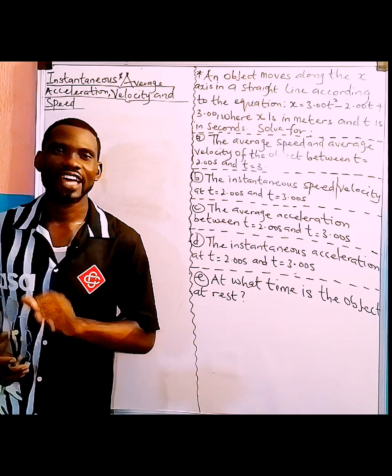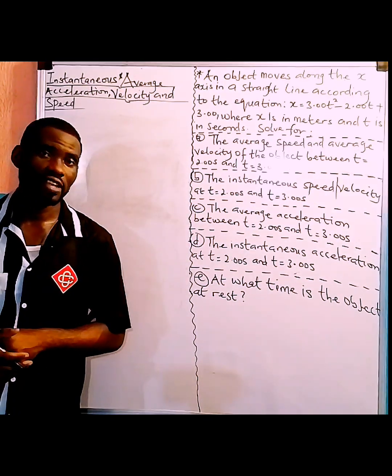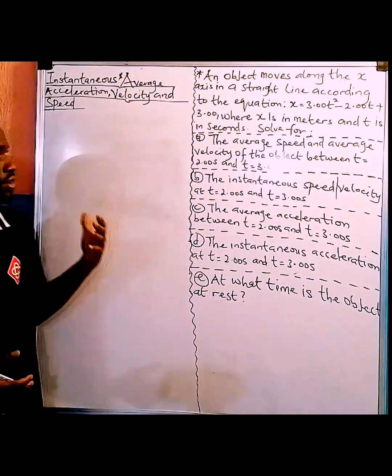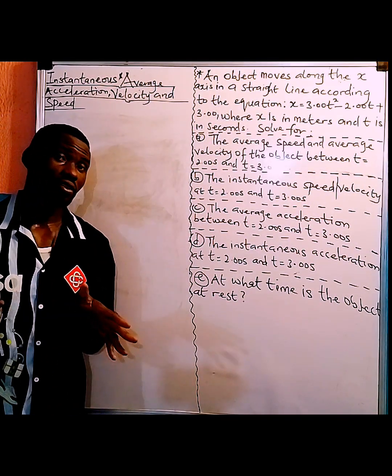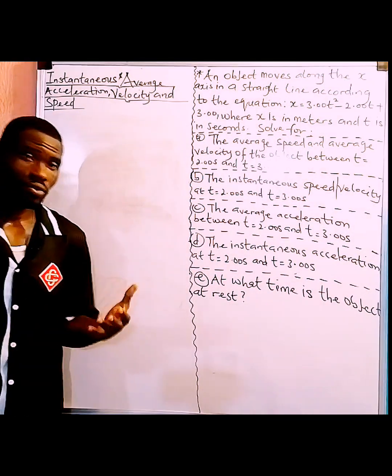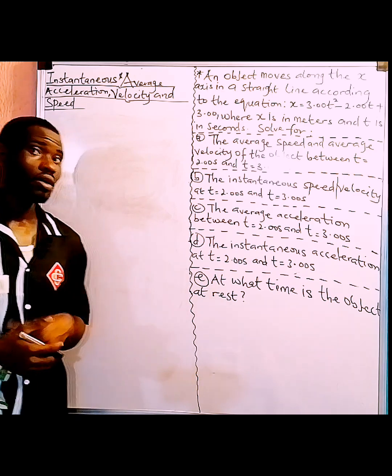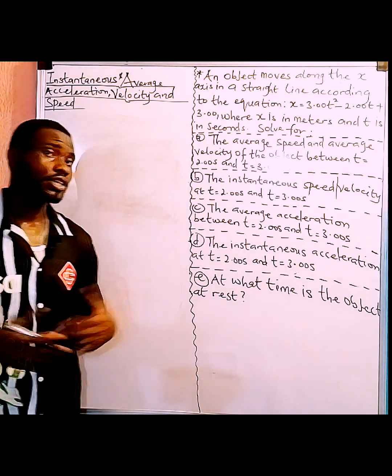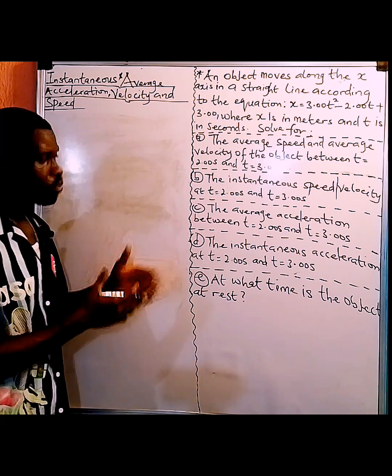Hi guys, today we're going to be solving some of the questions we were given as a take home in our previous lesson on instantaneous and average acceleration, velocity and speed. In our previous lesson, we did a very good job on this. We were given some questions to test ourselves to see how much we got from the lesson. So we're given two questions, and this was the first question with sub questions.